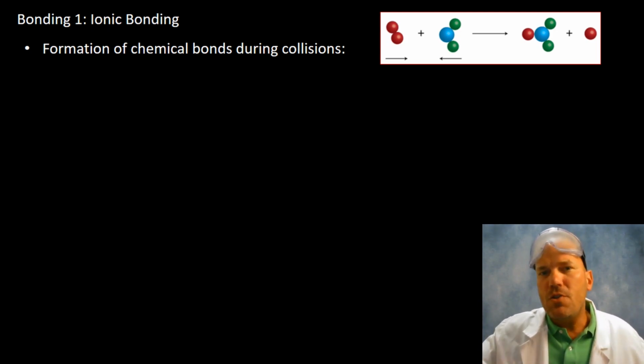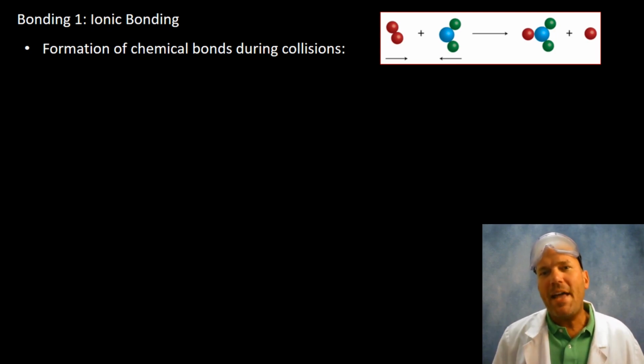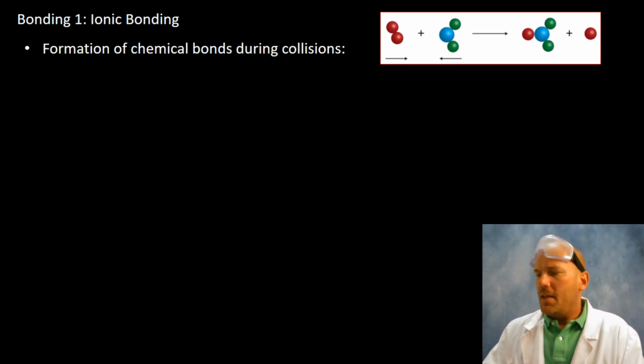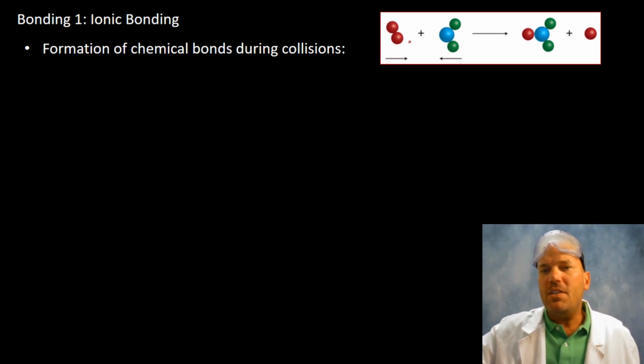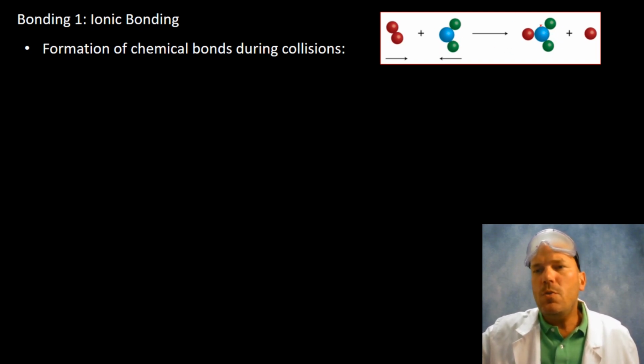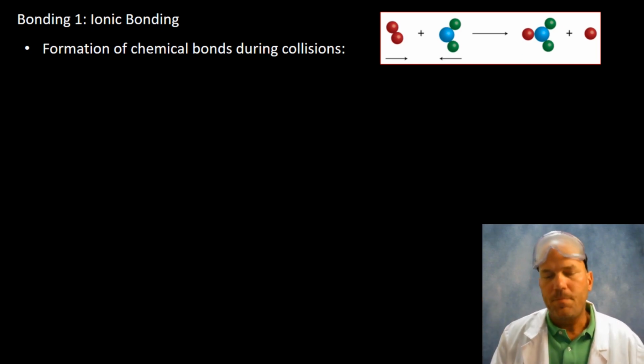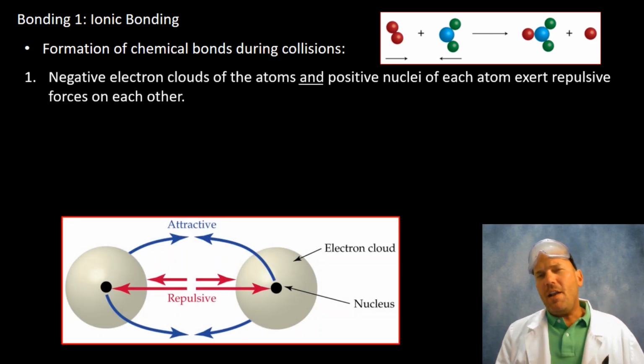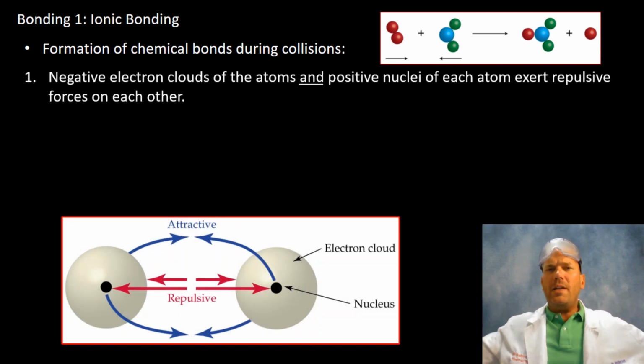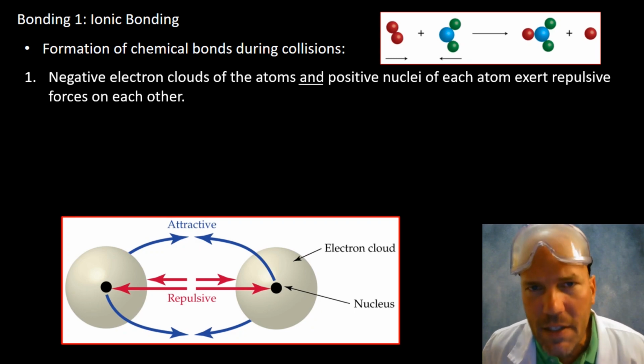to form new bonds. In this schematic, you can see here that after the collision of these molecules, we have a new chemical composition here and a new chemical structure forming as a result. I want to talk to you now about what's happening during the collision.